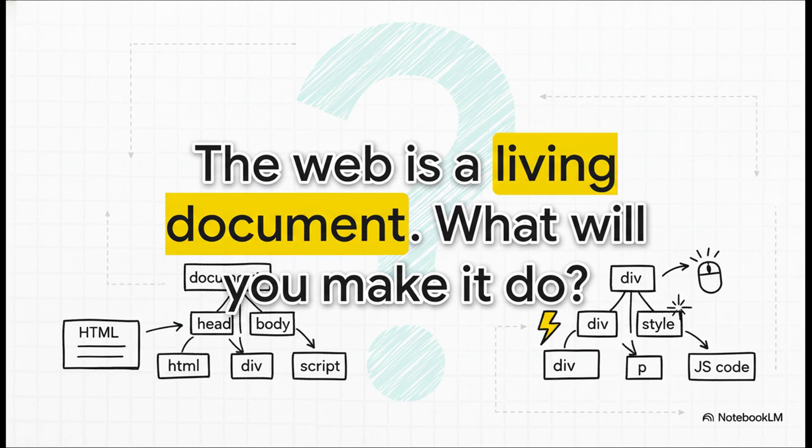So when you boil it all down, here's the takeaway. The document object model is what transforms a static HTML blueprint into a living, breathing, programmable structure. It's a tree we can explore with JavaScript, a model we can change whenever we want, and a system that's always listening for what we're doing. It turns the web from just a bunch of pages into a platform for real applications. The web is a living document, and the DOM gives you the power to control it. So the only question left is, what are you going to make it do?